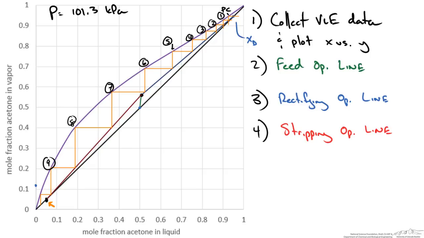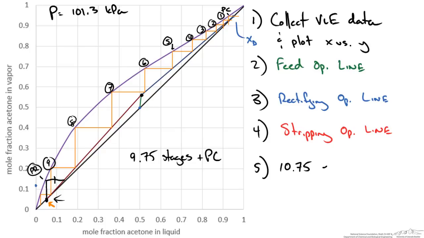But here in this case, you see that our last contact point is past our composition. So what we do is we could draw a new stage up from here and over. So this becomes our partial reboiler, and you can see that this 9th stage comes a little bit past the halfway mark. And so we're going to go ahead and say that this is 9.75 stages. This plus our partial condenser gives us a total of 10.75 equilibrium stages.